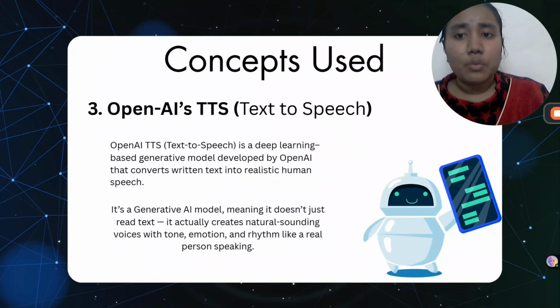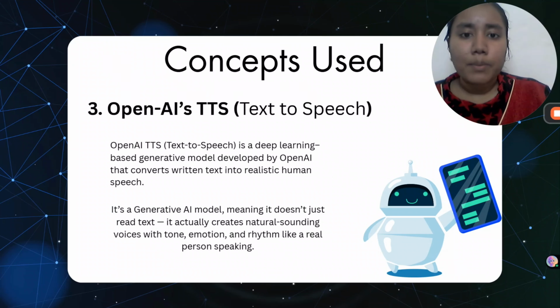The third thing which is used and which is very important in my project is OpenAI's TTS, text to speech. OpenAI TTS is a deep learning based generative model developed by OpenAI that converts written text into realistic human speech. It's a generative AI model, meaning it does not just read text. It actually creates natural sounding voice with tone, emotion, and rhythm like a real person speaking.